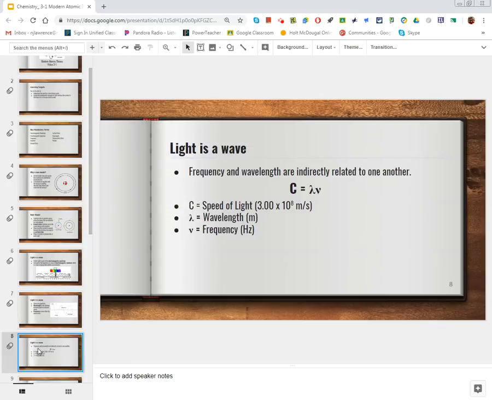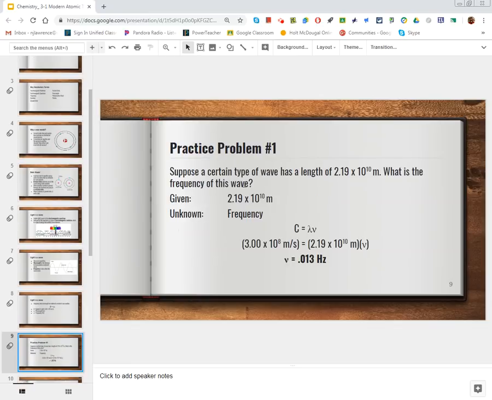It does not change in our world. So here is a problem that you're going to see and you're going to do in your homework. Suppose a certain type of wave has a length of 2.19 times 10 to the 10th meters. What is the frequency of this wave?